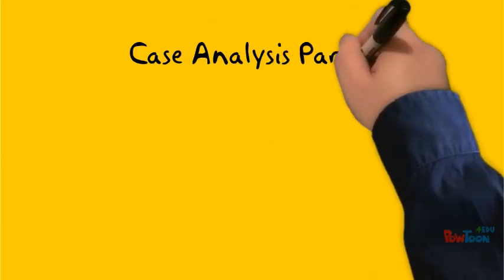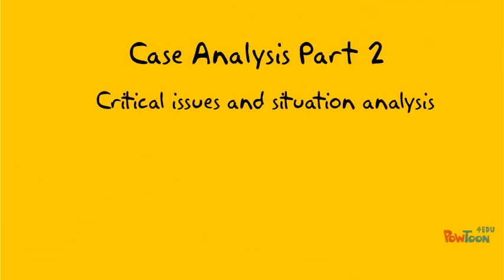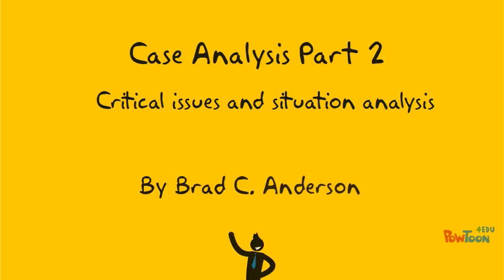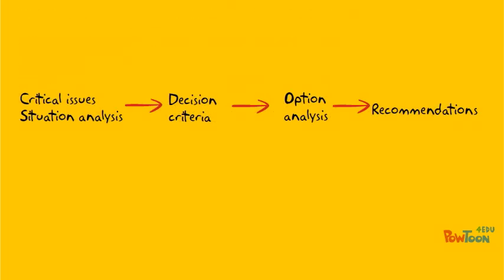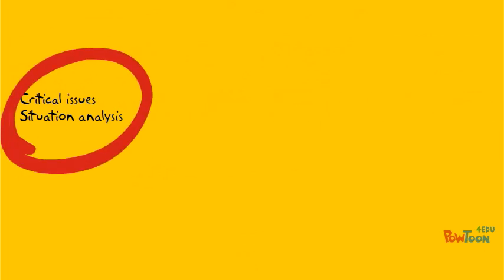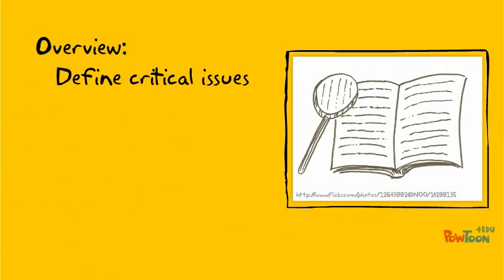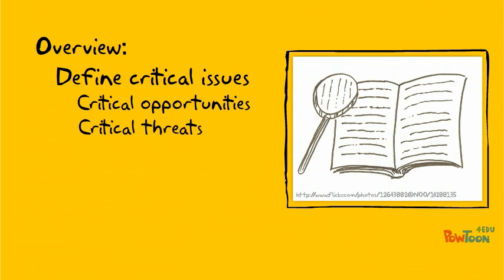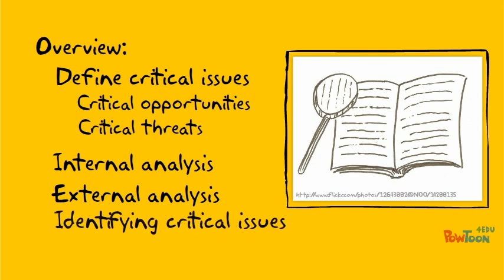Case Analysis Part 2, Critical Issues and Situation Analysis. This video will discuss the first link in your chain of case analysis, the critical issues and situation analysis. First, I'll define critical issues and look at two types, critical opportunities and critical threats. Then I'll cover how to use internal and external analyses to identify critical issues.